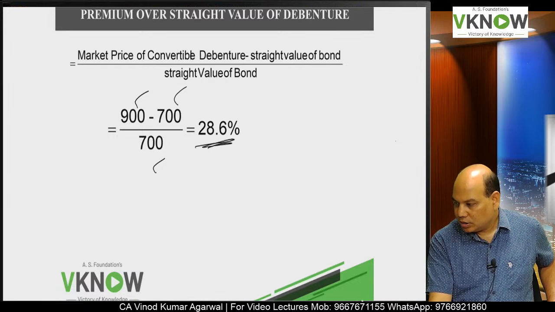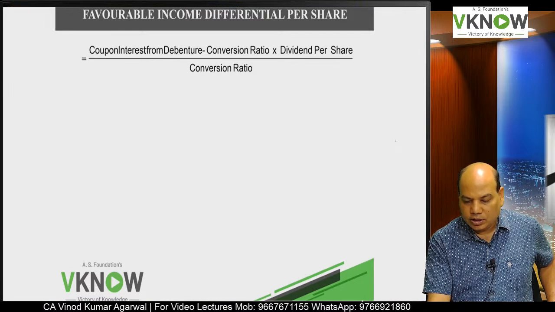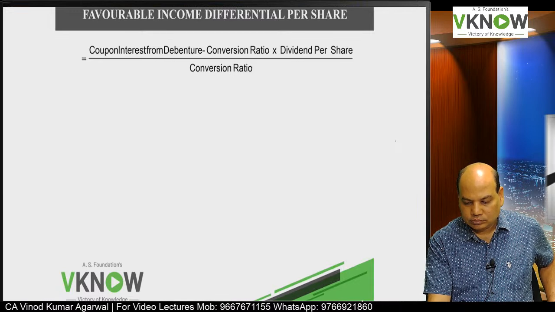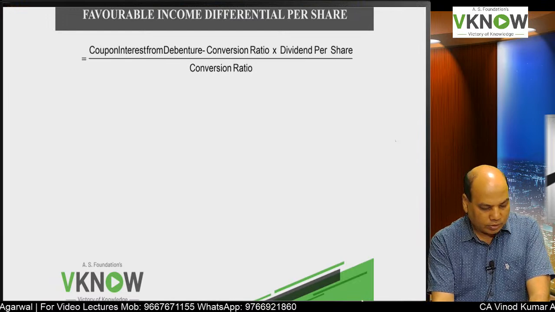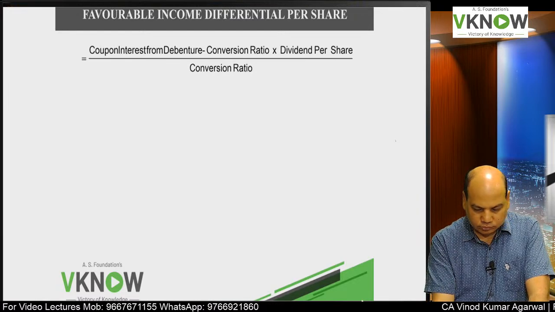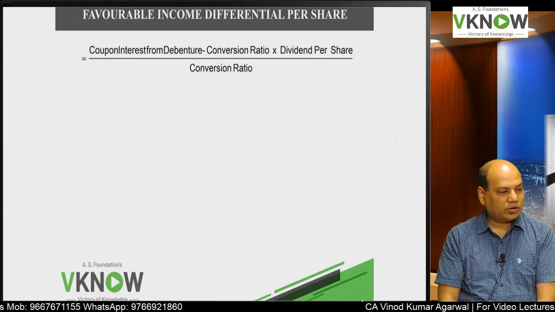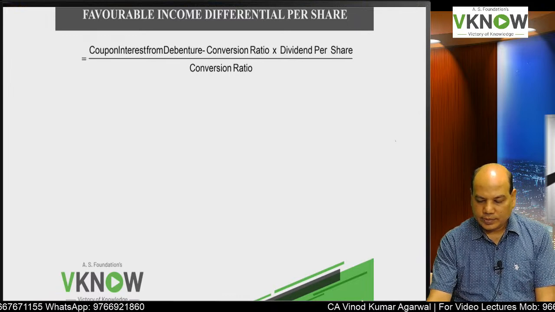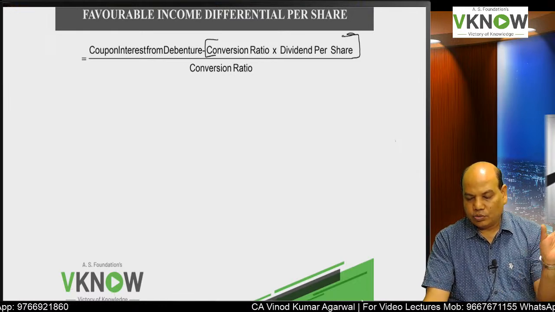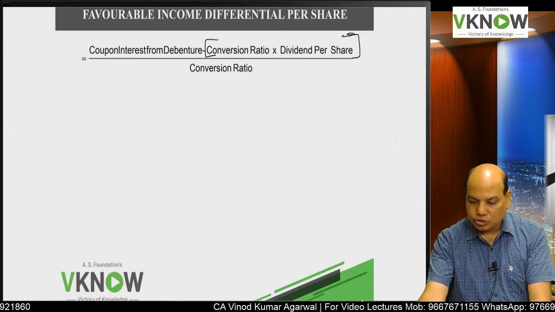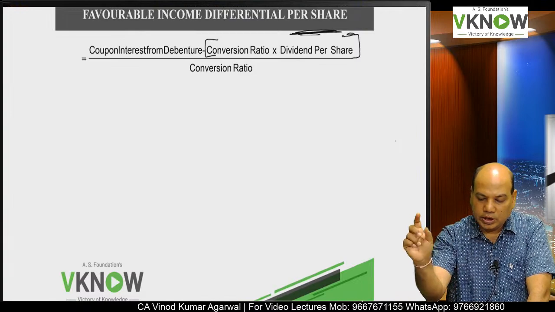Is it right? Yes. Now, next is favorable income differential per share. So how much is the additional cash flow per share? You have to find out. Coupon interest from debenture minus, you can write in bracket, conversion ratio into dividend per share. That will give you annual cash flow differential. Divide by conversion ratio, because they have asked per share. If they would not have asked per share, then only the numerator would be the part of answer.